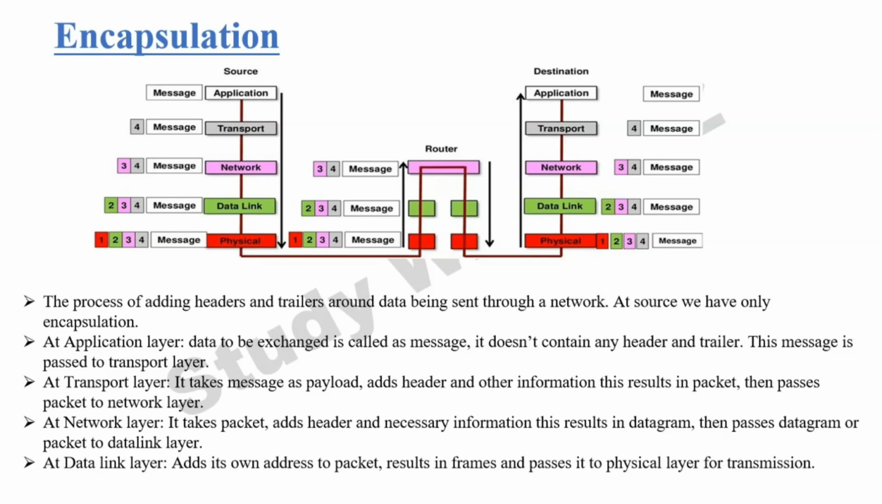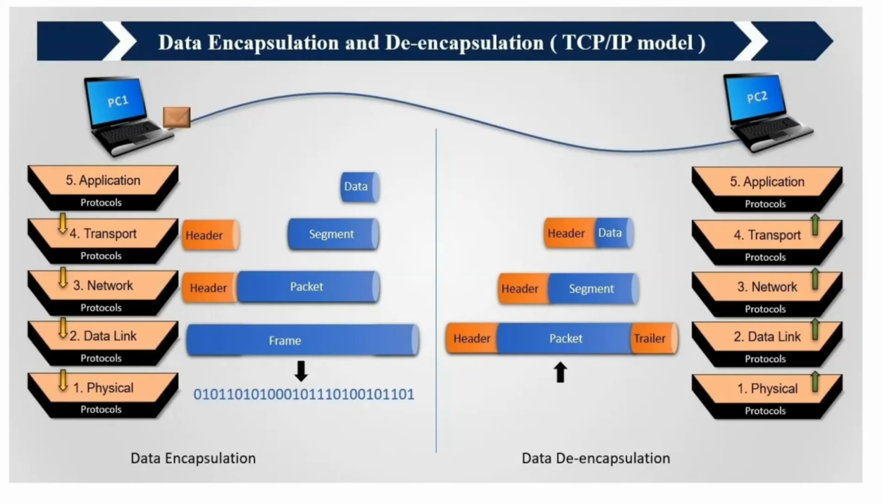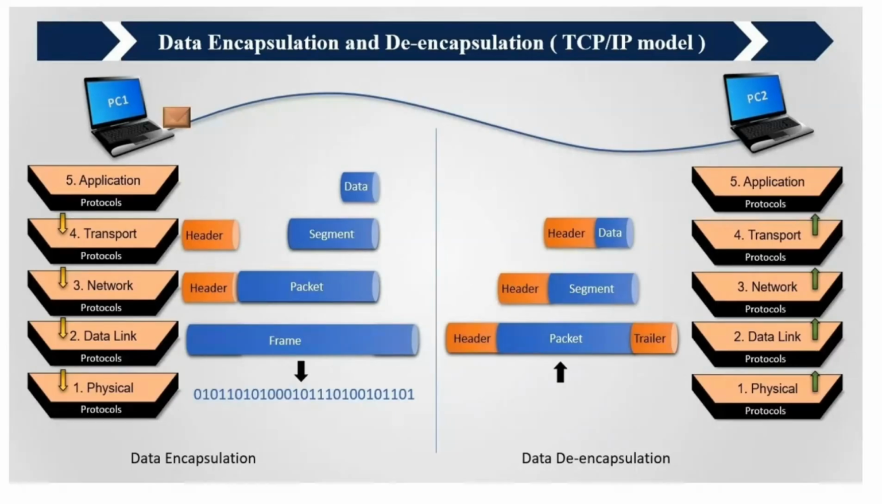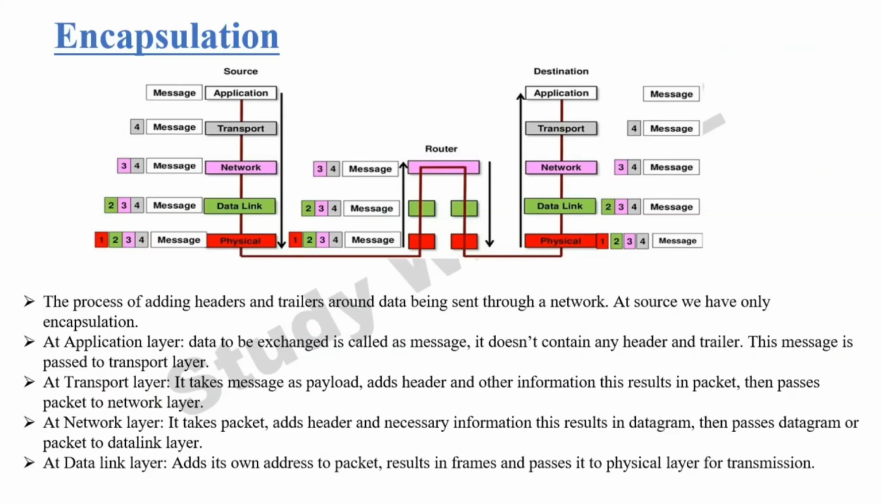Again, at the data link layer, it adds its own address, header and trailer to the packet, and the resultant is called a frame, which is passed to the physical layer for transmission. Then, decapsulation is nothing but the reverse process of encapsulation. If you look at either of these two diagrams, both diagrams are the same.